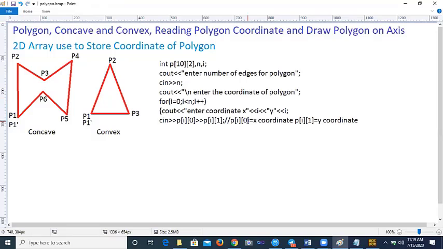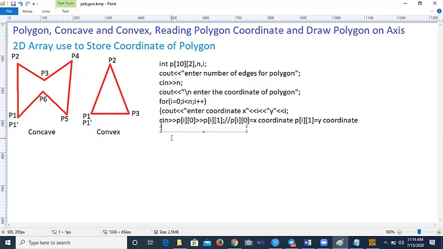Once you are done increasing, close this for loop. Here you have to close the for loop. See, so I have started P of 10 2, which is my declaration of the two-dimensional array. Enter the number of edges of the polygon, which I have stored in n. The n value may be any value, but that value must be greater than 3.